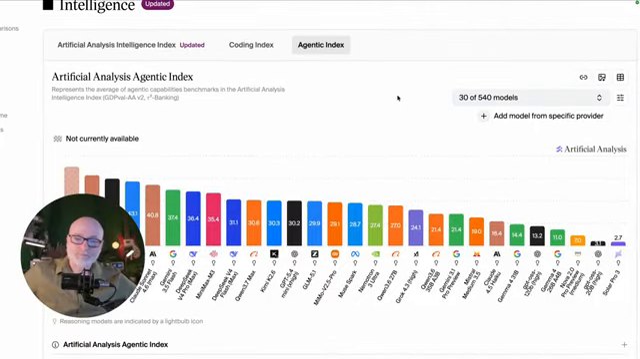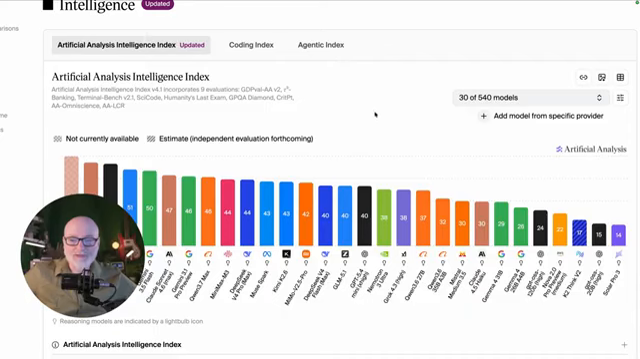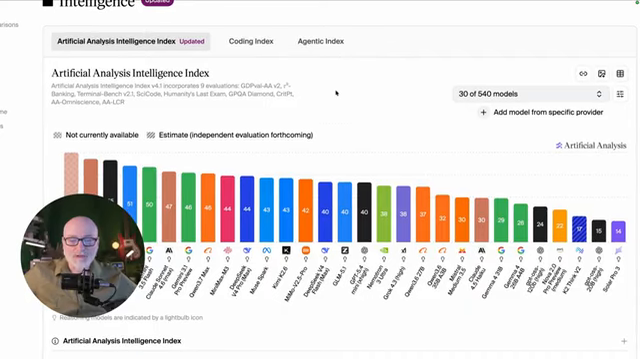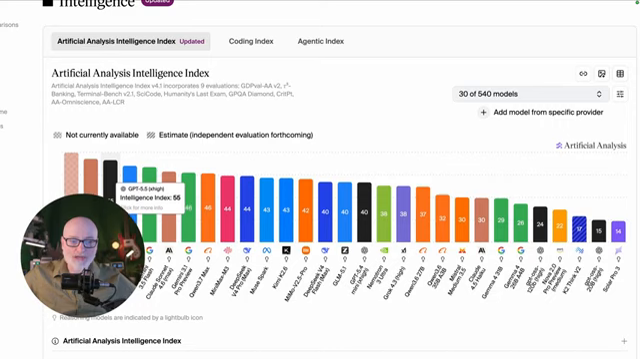Now, we are looking at the agentic, okay? Then there is coding and intelligence. So have a look at this website, it's really interesting. But what I wanted to say is to focus on this ability of those models to run on our machine, and they are really, really good. Okay, still not as good as those frontier models.